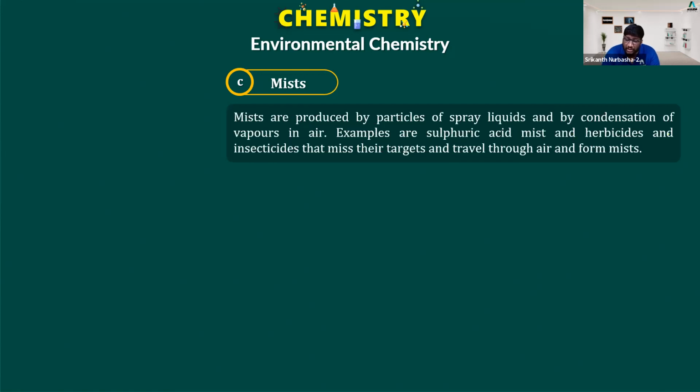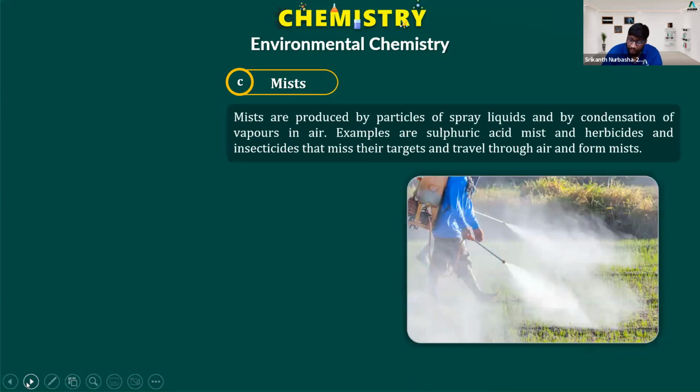Examples are sulfuric acid mist and herbicides and insecticides that miss their targets and travel through air and form mists. Like the herbicides and insecticides used in farming land, some of them miss the respective target and travel through the air and form mists. Mists are produced by particles of spray liquids. Smoke means solid particles or solid and liquid particles. Dust means solid particles only where the diameter is greater than 1 micrometer. Mist means liquid spray or condensation of vapors in air.